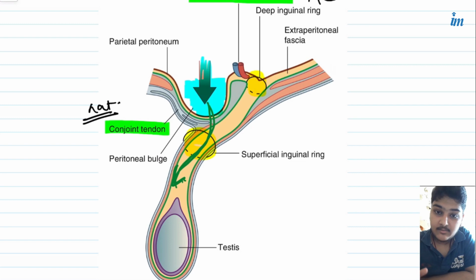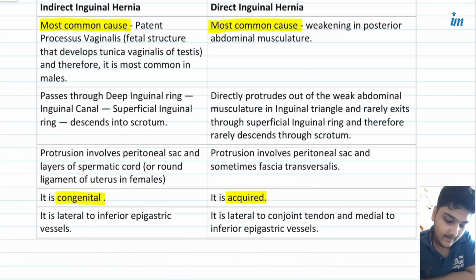So this was all about the direct and indirect inguinal hernia. And here you can see the indirect and direct inguinal hernia, most common causes. Indirect inguinal hernia, patent processus vaginalis. Direct inguinal hernia, posterior abdominal wall weakening. The indirect inguinal hernia, its path: deep inguinal ring, inguinal canal, superficial inguinal ring, and descends into the scrotum. Direct inguinal hernia directly protrudes out. It sees that there is some weakness, so let's protrude out.